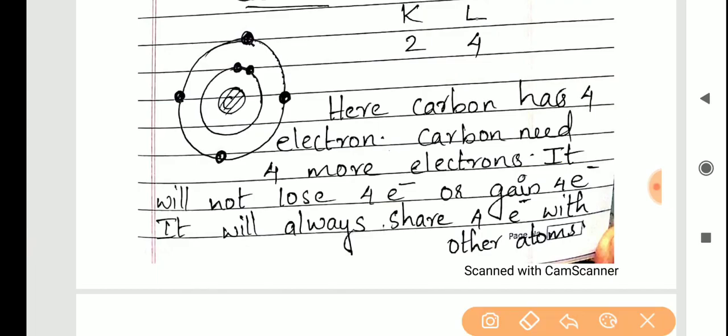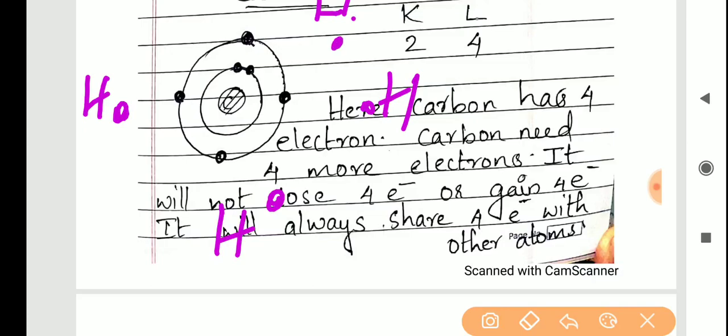Understand? That means if 4 hydrogens are there, each hydrogen needs only 1 electron, right? Each hydrogen has only 1 electron because hydrogen's atomic number is 1. All hydrogens need 1 more electron, right? 2 electrons are needed, no? K shell needs 2 electrons. So what will they do?